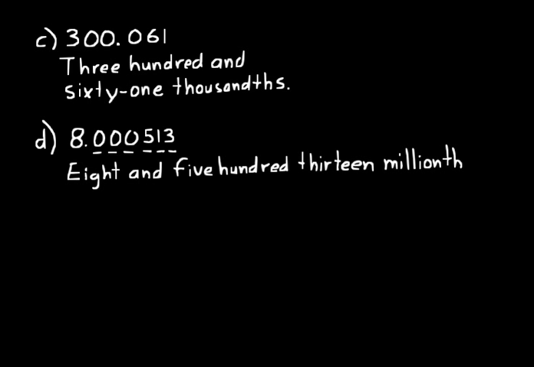Remember, we always end these with a "ths." That also helps us know that we're talking about the decimal side of that number. 8 and 513 millionths. Everything to the left of the word "and" is to the left of the decimal point. Everything to the right of the word "and" is to the right of the decimal point.